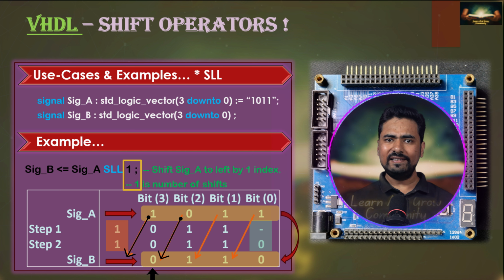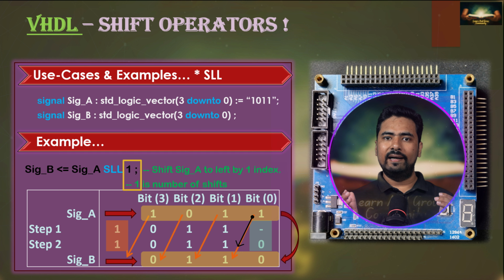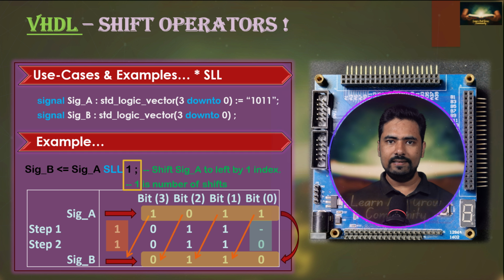And now the index 3 is replaced by the index 2. Same, index 2 is replaced by index 1 and index 1 is replaced by index 0. But index 0 is left blank at the moment. So as we discussed in the last slide, the right indexes will be replaced by the hard-coded value 0. Hence index 0 will be 0. So you will see the value 0, 1, 1, 0 after this expression.